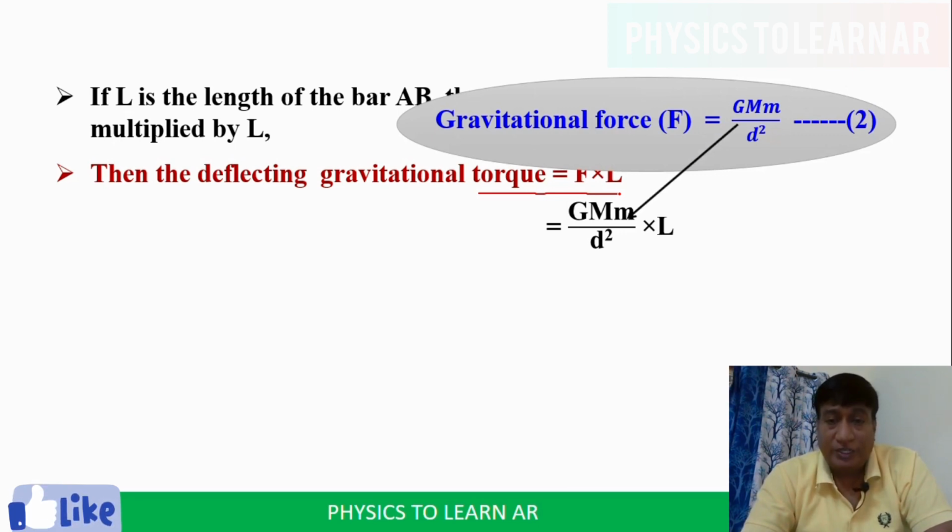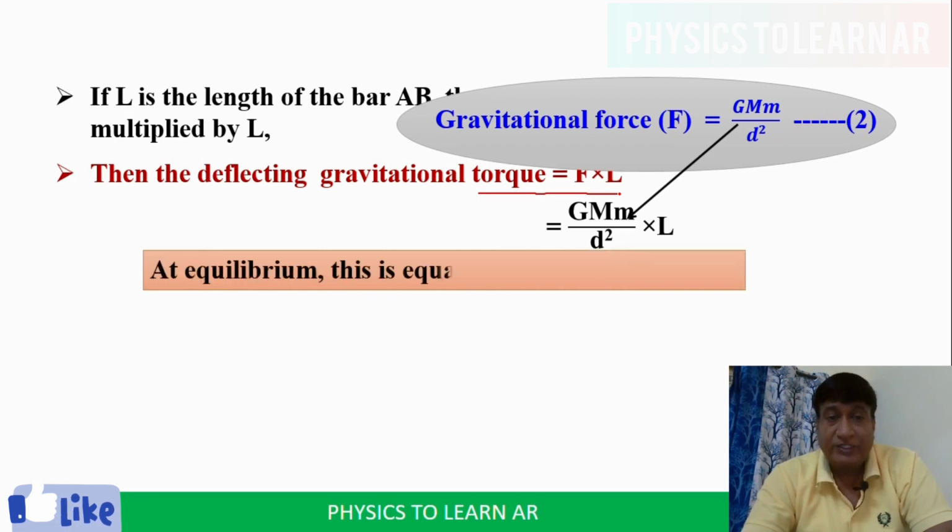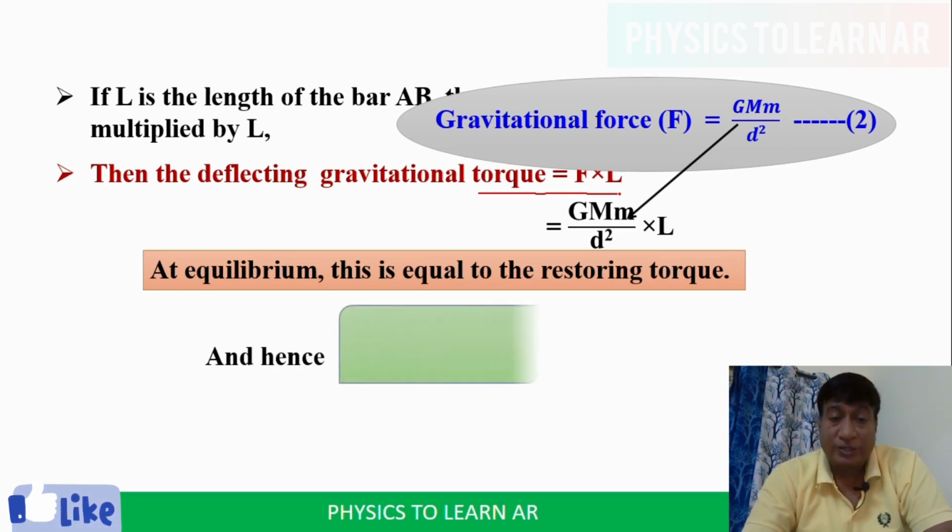By substituting that, which you have obtained, at equilibrium this is equal to the restoring torque. The restoring torque, which we have already proved, is C into theta. So capital G into capital M into small m by d square into L is equal to C theta. But we have to find out the value of capital G.